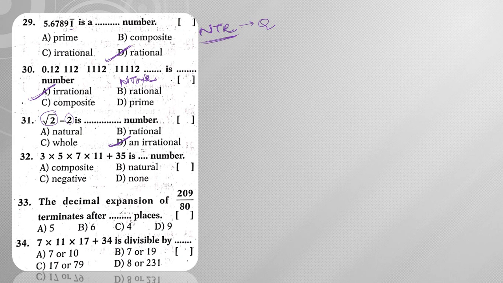Next, question number 32. This model you already have in your textbook. 5 sevens are 35. Then what can I do? I can take 35 as common from both the terms. What am I left with? 3 into 11 plus 1. 3 into 11 is 33, plus 1 is 34. Then I can write it as 35 into 34.